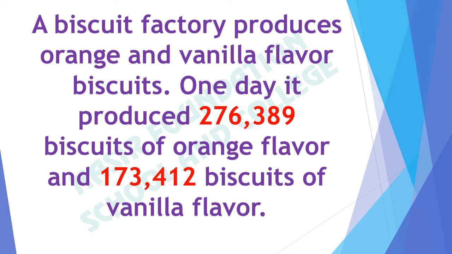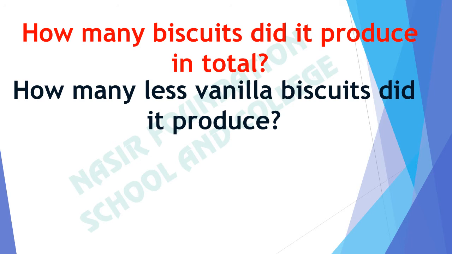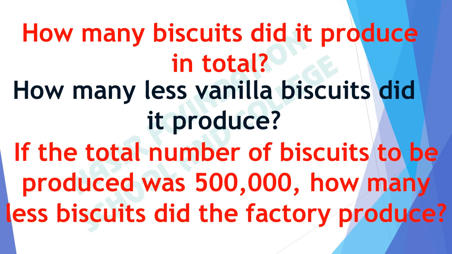A biscuit factory produces orange and vanilla flavor biscuits. One day it produced 276,389 biscuits of orange flavor and 173,412 biscuits of vanilla flavor. We have to find how many biscuits did it produce in total. How many less vanilla biscuits did it produce? If the total number of biscuits to be produced was 500,000, how many less biscuits did the factory produce?